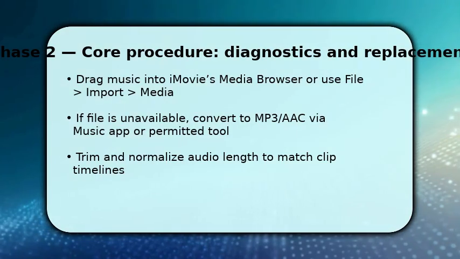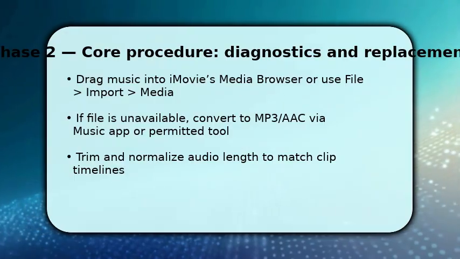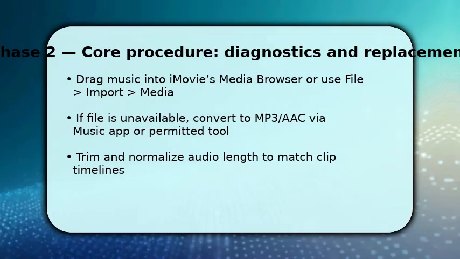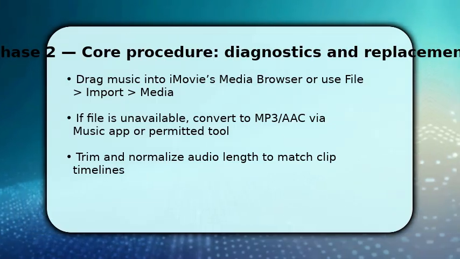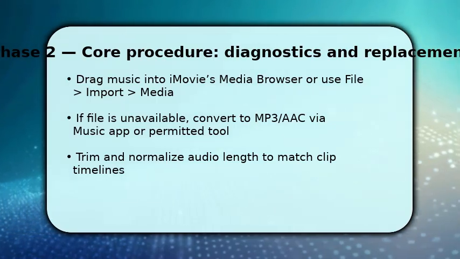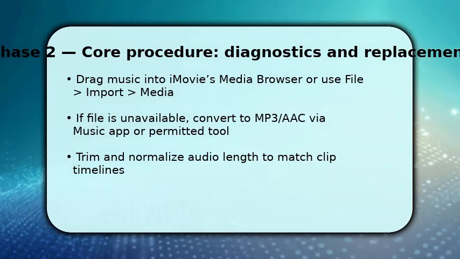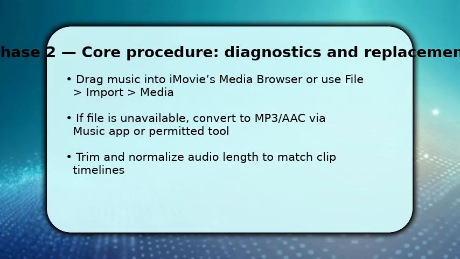Now import tracks into iMovie by dragging them into the media browser or using File, Import Media. This places audio in your project. If the Apple Music file is grayed out, convert it to MP3 or AAC with the Music app export options. Make sure the file is DRM-free first.